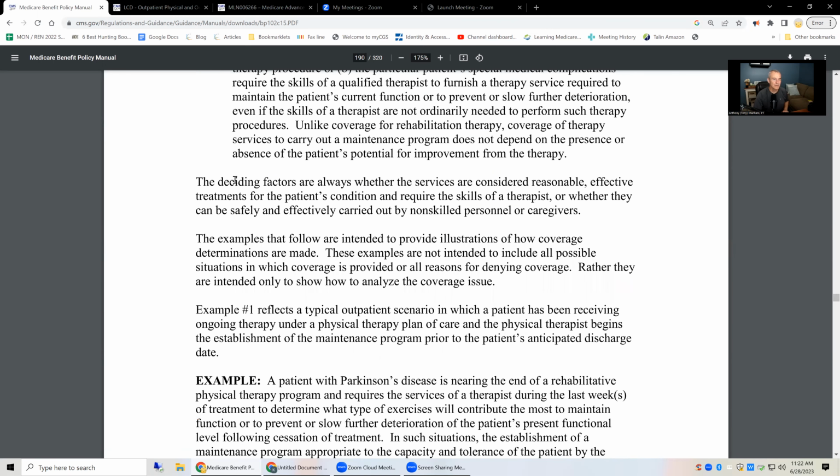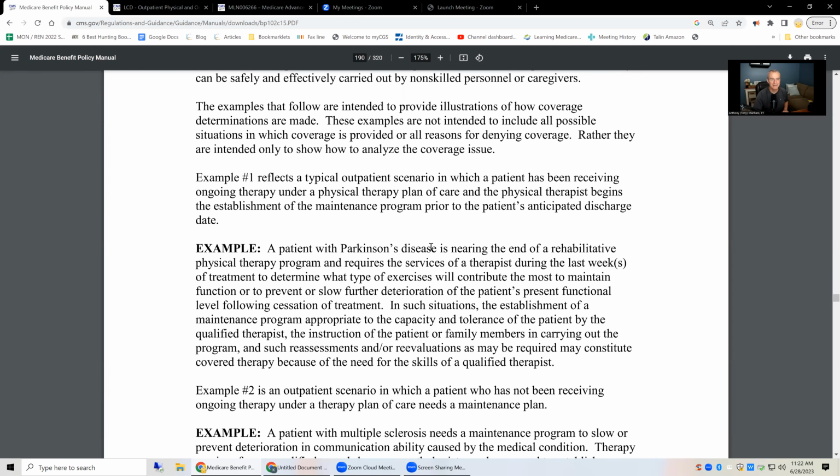So they have example number one. A patient with Parkinson's is nearing the end of a rehabilitative therapy program, requires services of a therapist in the last week or weeks of treatment to determine what type of exercises will contribute the most to maintain function to prevent or slow further deterioration in the patient's present functional level. In such situations, the establishment of a maintenance program may be appropriate.